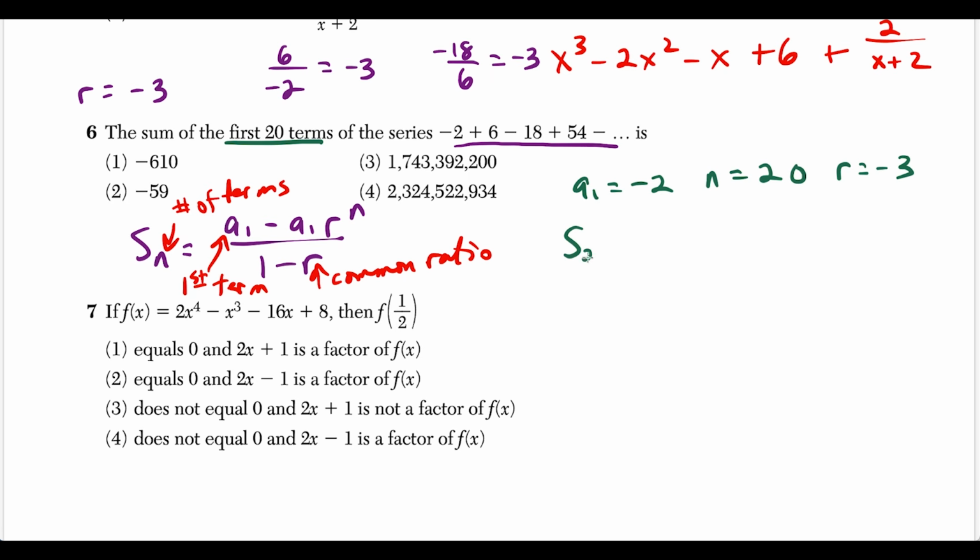We're going to have the sum of the first 20 terms equal to a1, negative 2, minus a1, which is still negative 2, multiplied by r, which is negative 3, to the n power, which is 20, and we're dividing by 1 minus r, so 1 minus negative 3. Now, there's a lot of negatives here, so just make sure you put a lot of parentheses in.